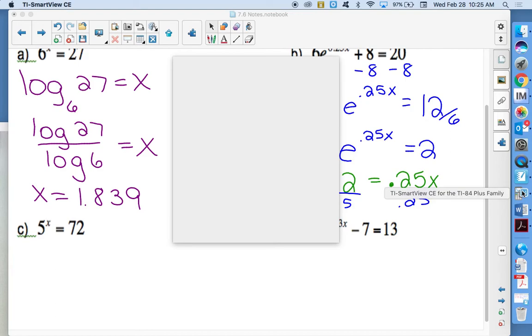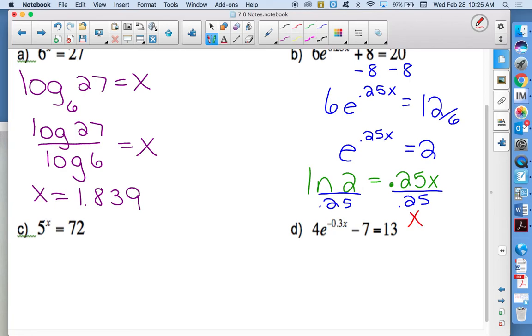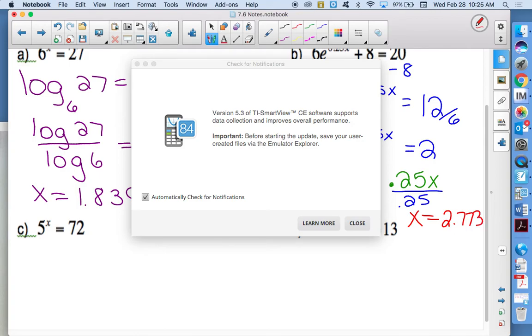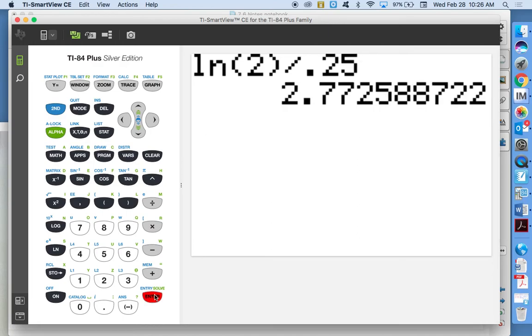So don't take 2 divided by 0.25, because that's not what it's saying. It's saying the natural log of 2 and then divided by 0.25. So David, what did you get? 2.773. Anybody not get that? So again, you're taking the ln of 2, then dividing it by 0.25. Just make sure you end the parenthesis around the 2.